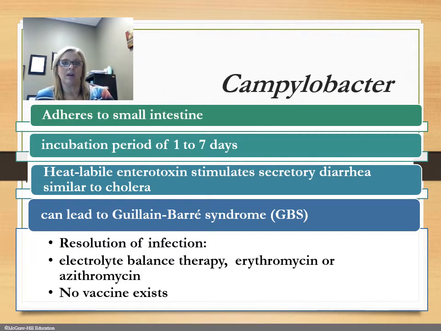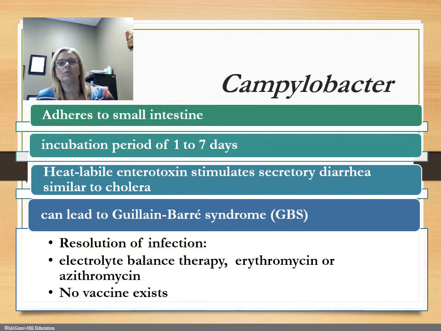Sometimes infection can also lead to a neuromuscular paralysis. This is what's called Guillain-Barré syndrome. 20 to 40% of Guillain-Barré cases are going to be preceded by an infection with Campylobacter.